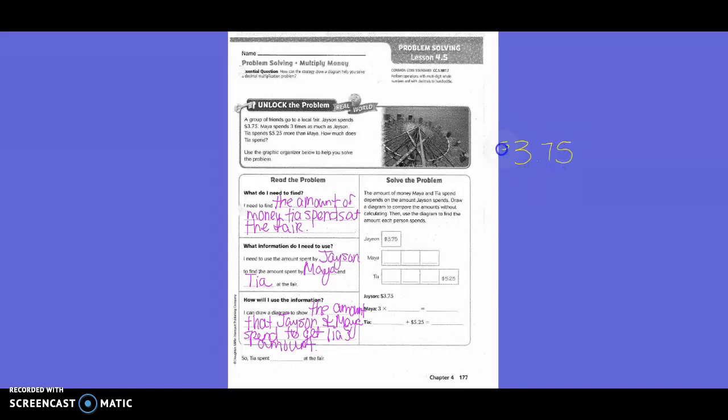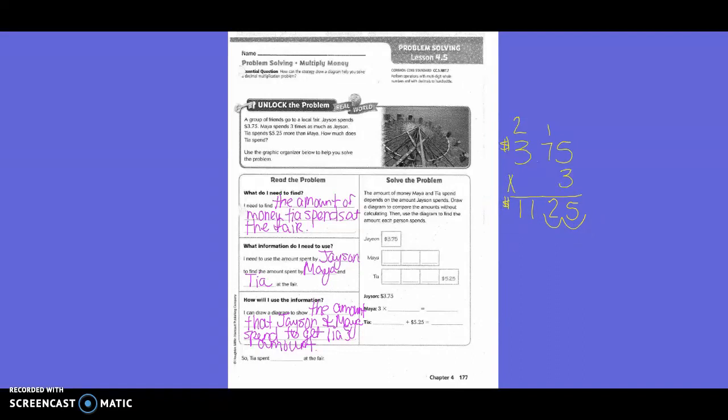So we are going to work out $3.75 times what, guys? 3 times 3. So 3 times 5 is 15. So I put a 5, I carry a 1. 3 times 7 is 21 plus 1 is 22. So I put a 2 and I carry the 2. 3 times 3 is 9 plus 2 is 11. How many places do I need to move my decimal over? 2 places. And then I need to put a dollar sign.